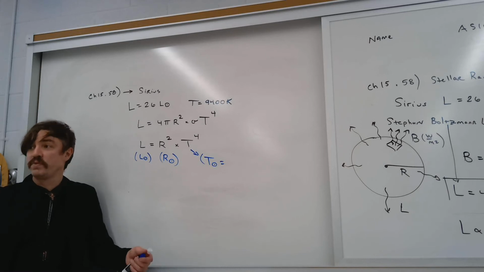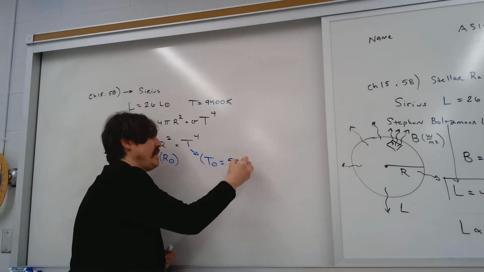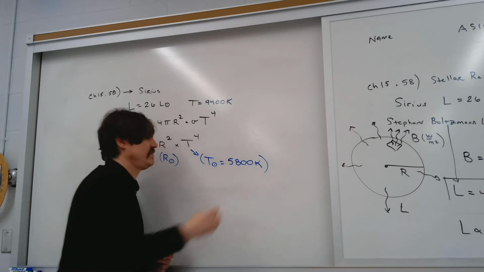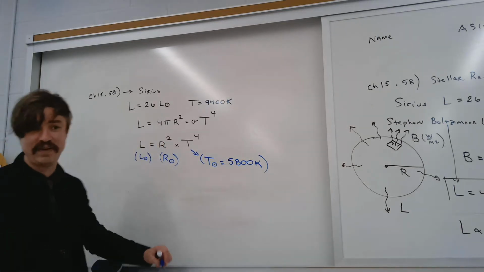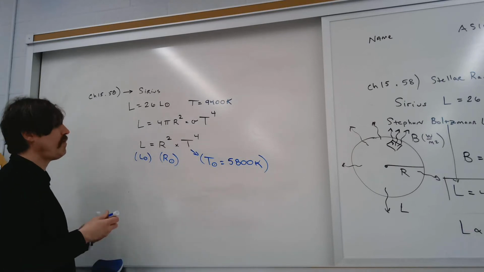Does anyone remember what the temperature of the sun is? Begins with 5. It's a number of order 1,000. Not 1,000. 5,800 units. Wow, not bad. I'm impressed. Nice. 5,800 Kelvin. Okay. So what about our temperature here?